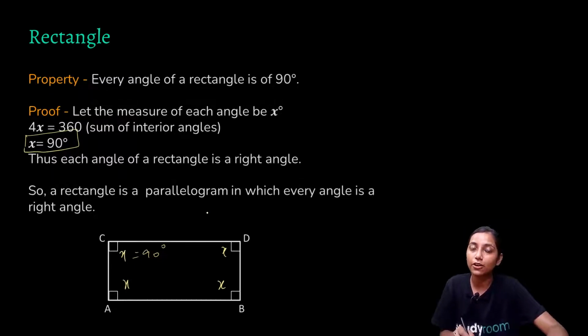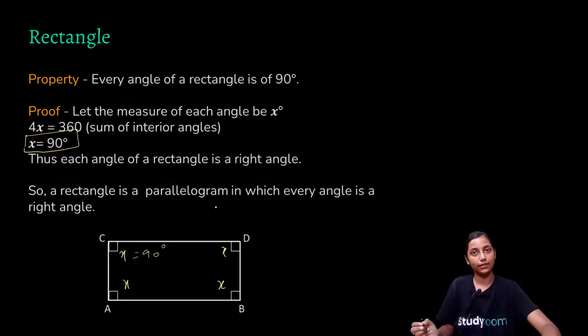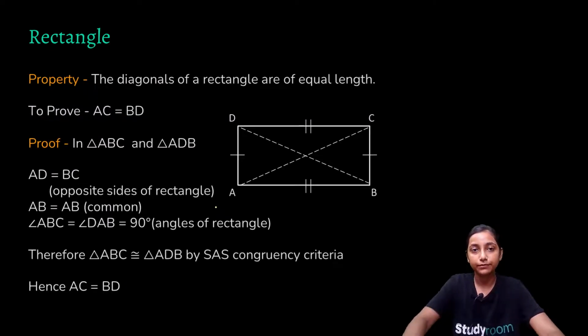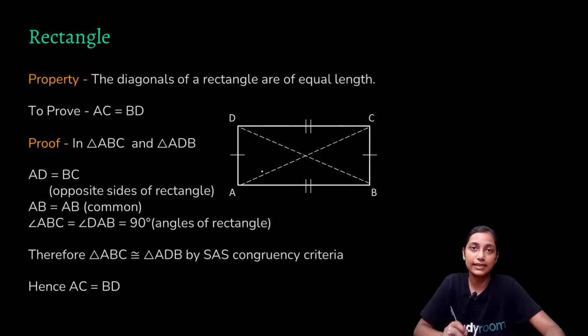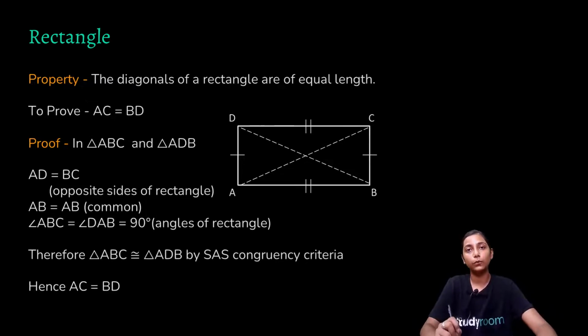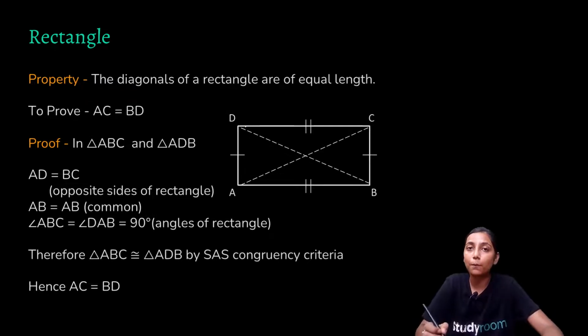So a rectangle is a parallelogram in which every angle is a right angle. This is the property. Another property for rectangles is that the diagonals of a rectangle are of equal length. We have learnt that for a parallelogram the diagonals bisect each other, and for a rhombus the diagonals are perpendicular bisectors of each other. But for rectangles, the property that holds is that both the diagonals are also of equal length.